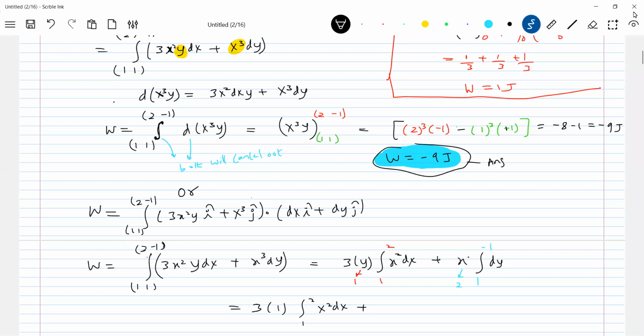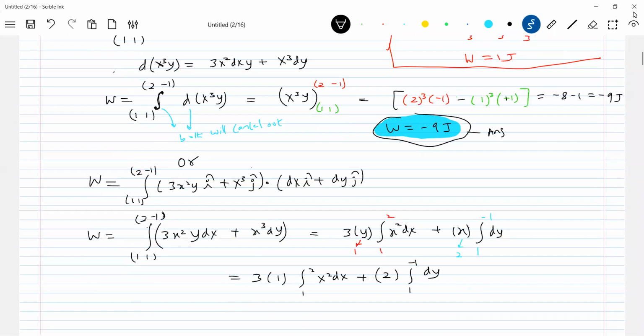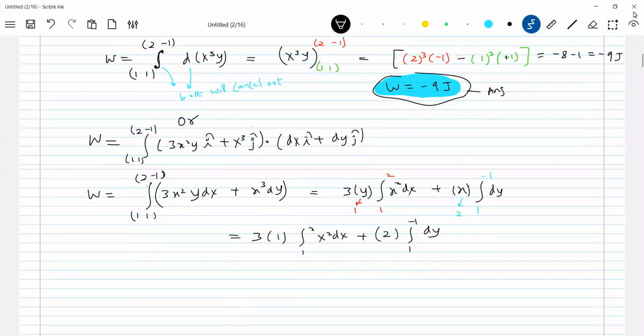Then after integrating, what will happen? This x has become 2, no? 1 comma 2. So this is 2. Then 1 comma minus 1 dy. This is actually the meaning of that. Okay, this will be 3. This will become x cube by 3, from 1 to 2. Integral, this will be y, from 1 to minus 1. The 3 gets cancelled, so this will become 9.